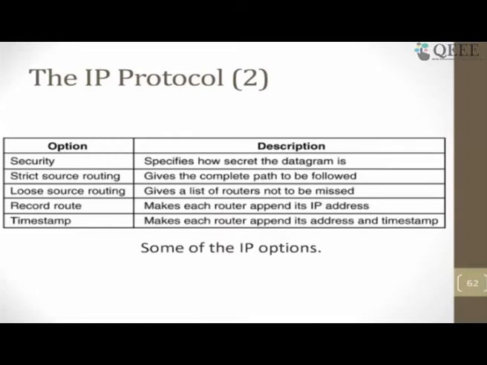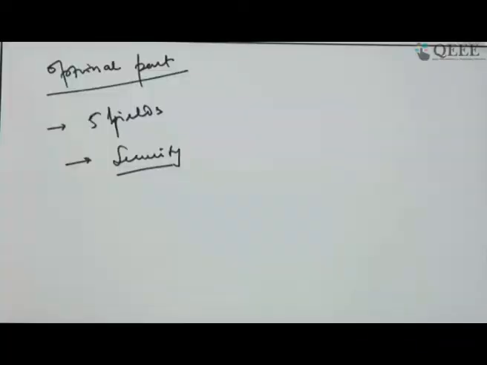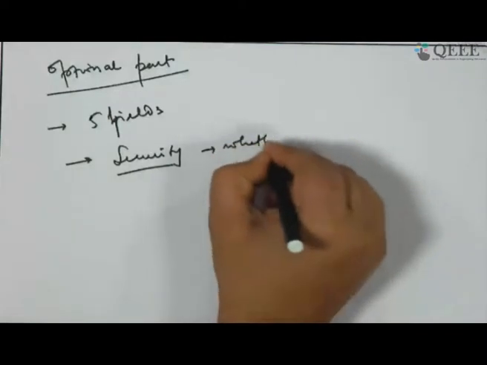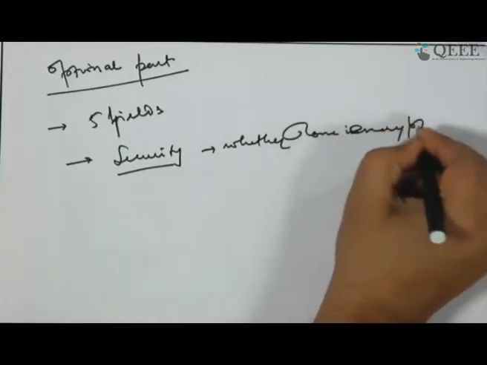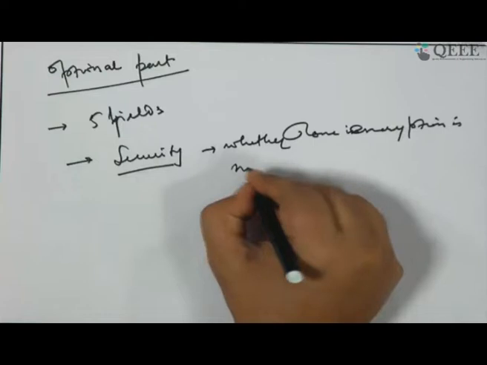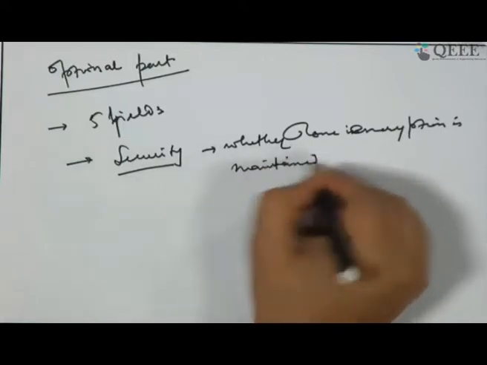Okay, so now the optional part. The optional part can have 5 fields. So, you can have, like, security first. What does security mean? Security means whether some encryption is maintained, etc., etc. Okay.